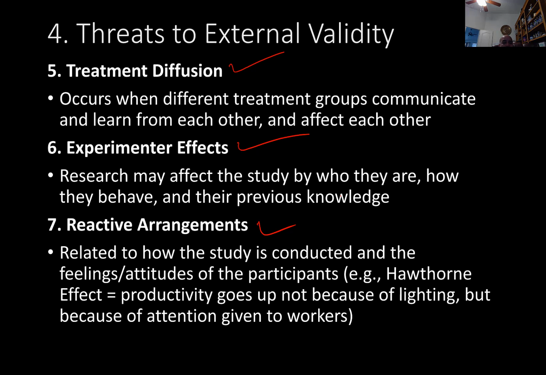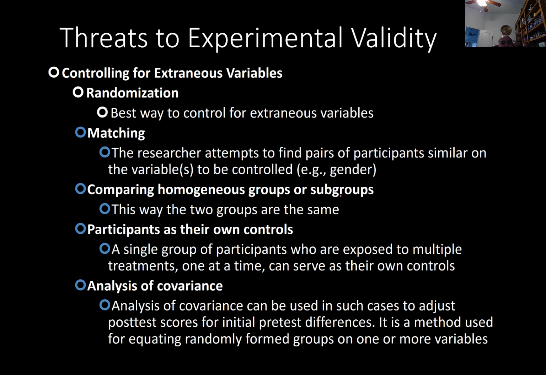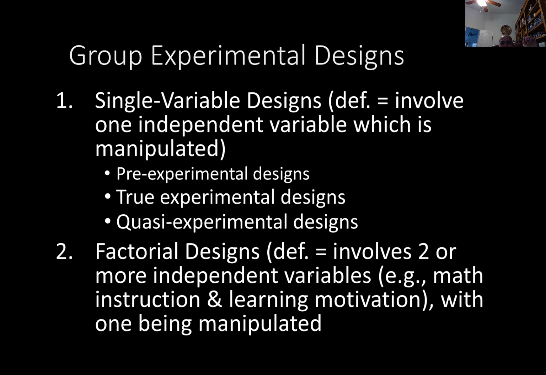Or are you giving them candy, or are you not doing those things that they may want or are used to. So controlling for these extraneous variables, obviously randomization really for true experimental, that's key. That's the staple of true experimental research. Matching, the researcher attempting to find pairs of participants on similar variables. Comparing homogeneous groups or subgroups. Participants can serve as their own controls. And the analysis of covariance is another threat.